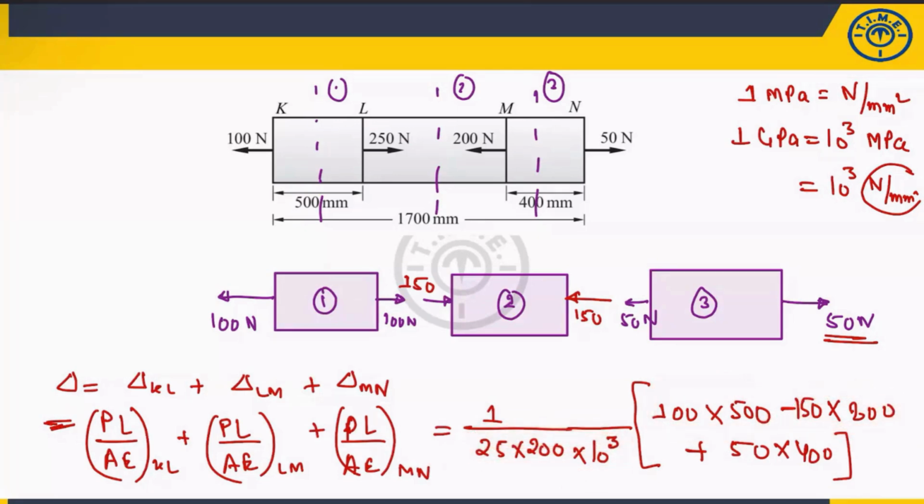Now the main thing: students will make a mistake while considering this sign. If you wrongly interpret this result, that means if you consider 150 tensile, positive, you will get the wrong answer. So just focus on how you are getting the direction. This is a compressive load. That's why I have taken it as minus, so minus 150. Let me take this in the next slide.